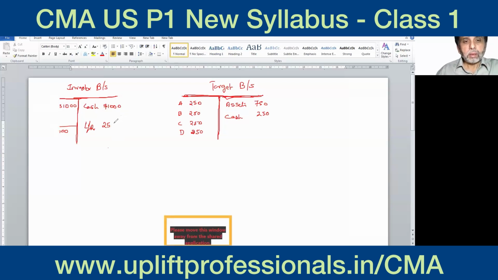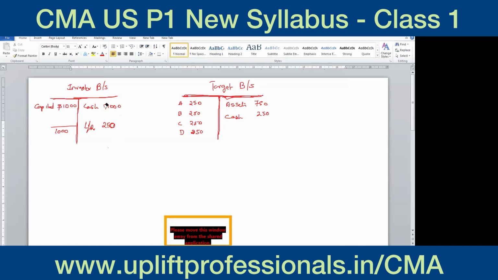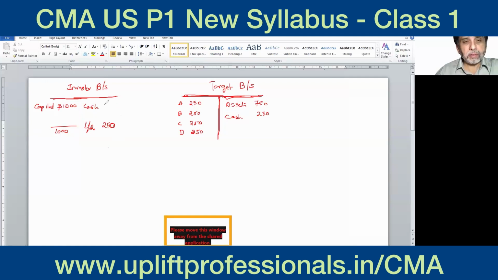But the cash also should reduce, is it not? How much will the cash become? 750. 750 is right. Cash will become 750. Still, the balance sheet balances. That's the most important thing.